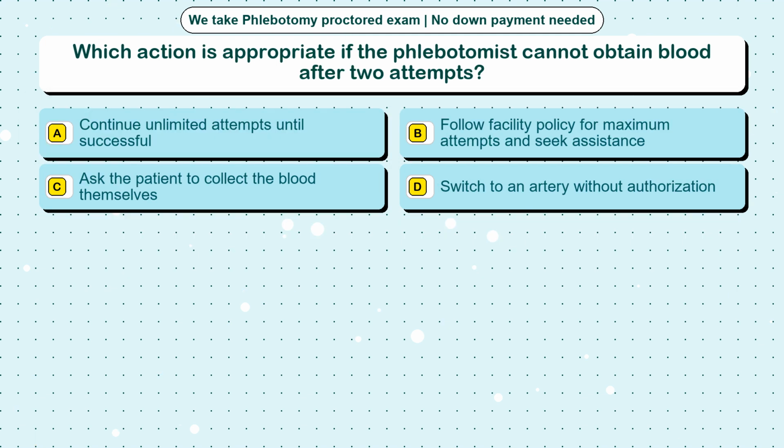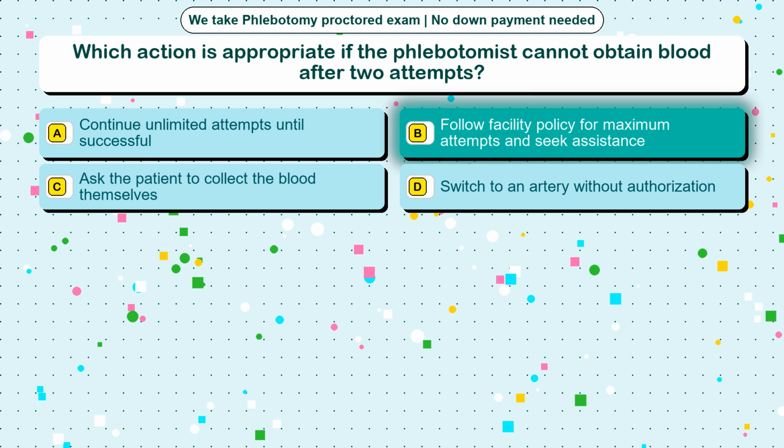Question 5. Which action is appropriate if the phlebotomist cannot obtain blood after 2 attempts? Option A. Continue unlimited attempts until successful. Option B. Follow facility policy for maximum attempts and seek assistance. Option C. Ask the patient to collect the blood themselves. Option D. Switch to an artery without authorization.